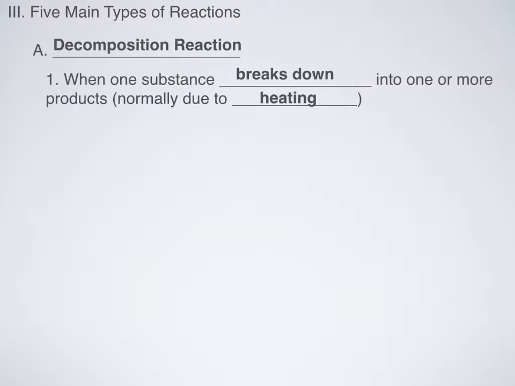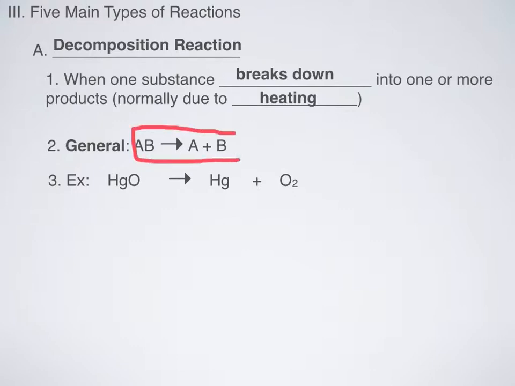Alright, so the first type of reaction is called a decomposition reaction, and decomposition is exactly what it sounds like. It's when a substance breaks down. Now it can be due to many things, but normally it's due to heat. So the general formula for any decomposition reaction looks like this. It's AB, so two things put together, yielding two separated things like this.